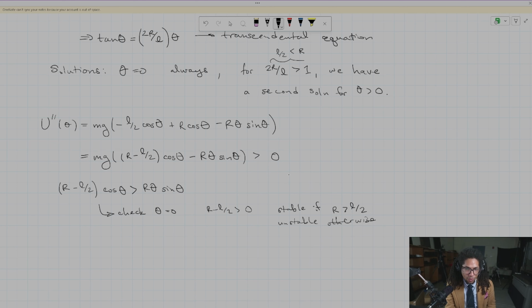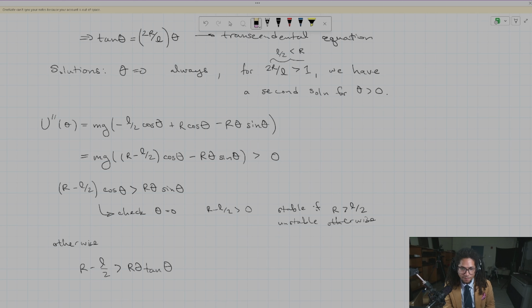All right, now we know that we're not at the point pi over 2, so we can divide by cos theta. Otherwise, I can say r minus L over 2 is greater than r theta tan theta. I can divide by r, so let me do that. 1 minus L over 2r is greater than theta tan theta.